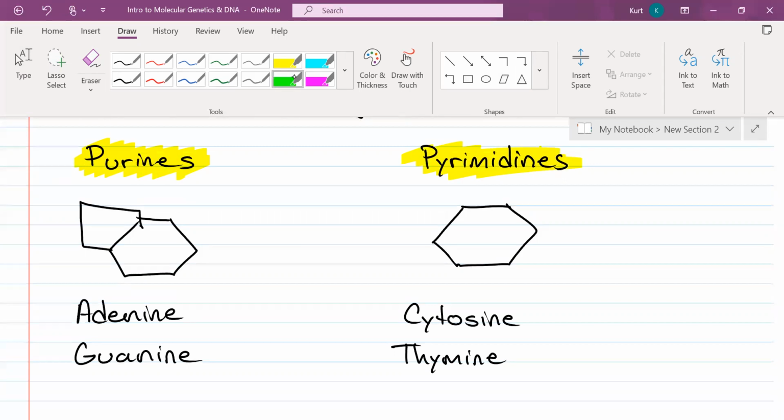Now, a way that may perhaps help you remember this is, what is the second letter in pyrimidine? It is Y. You also have that same letter in cytosine and thymine. So maybe that can help you remember them. Pyrimidine is cytosine and thymine.